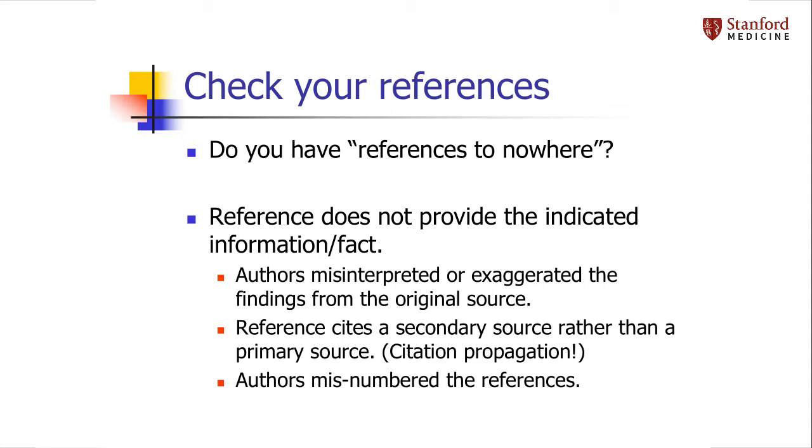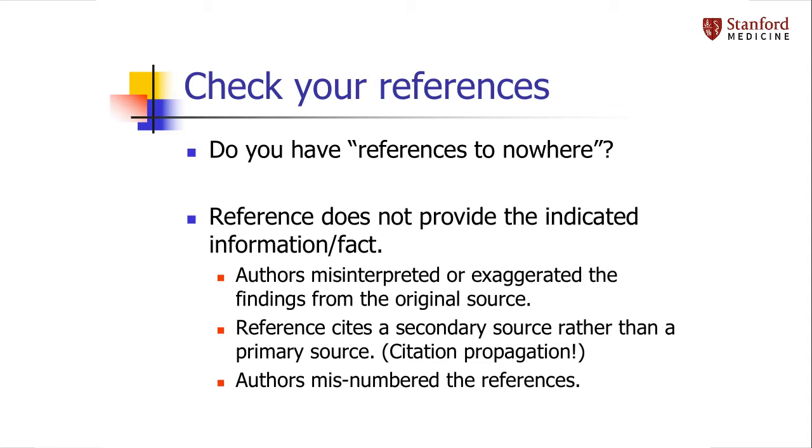Oftentimes, authors will misinterpret or exaggerate the findings from the original source. If you go back to the original reference, it turns out that the citing authors were selective in the information that they chose to mention in their paper. Or authors cite a paper to support a particular statement, but that statement is not in fact supported by the original reference. It might be supported in some roundabout way, but not directly. Another common problem is that citing authors often cite secondary sources rather than original sources. I call this citation propagation.